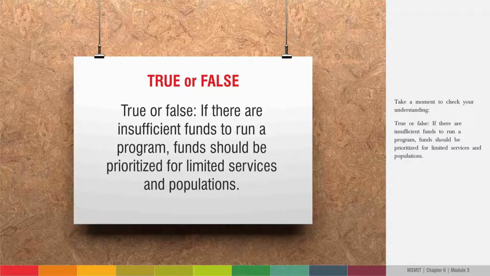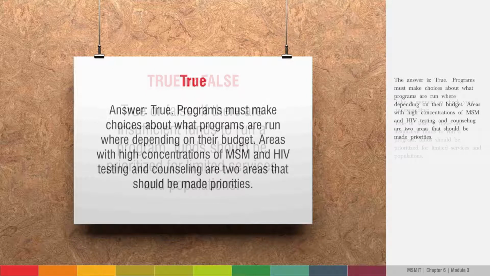Take a moment to check your understanding. True or false? If there are insufficient funds to run a program, funds should be prioritized for limited services and populations. The answer is true. Programs must make choices about what programs are run where, depending on their budget. Areas with high concentrations of MSM and HIV testing and counselling are two areas that should be made priorities.